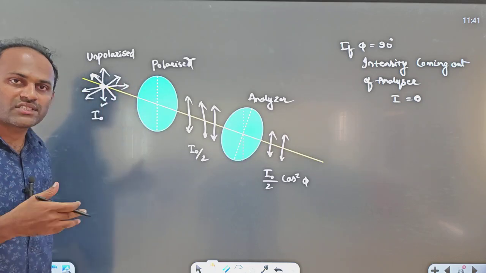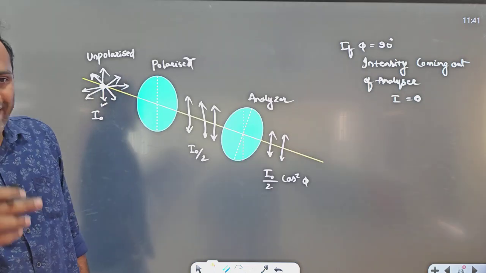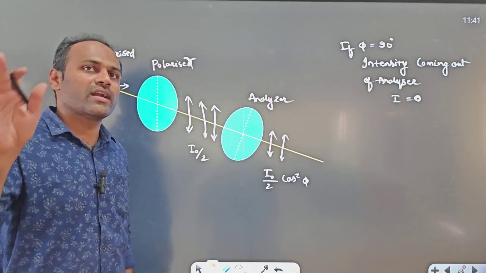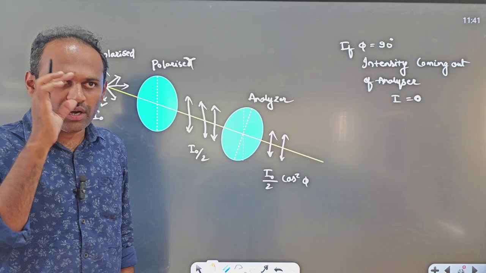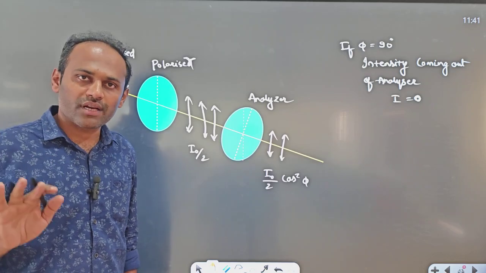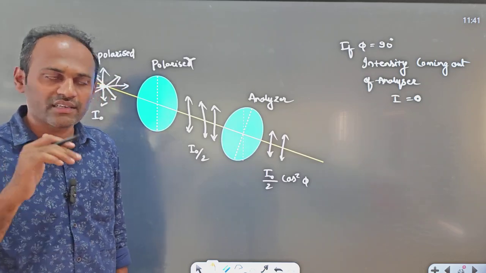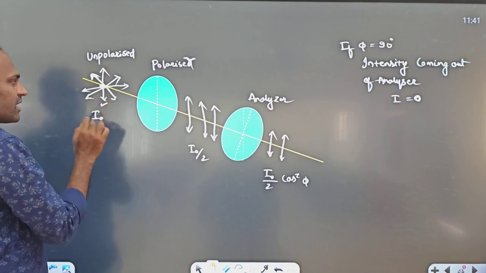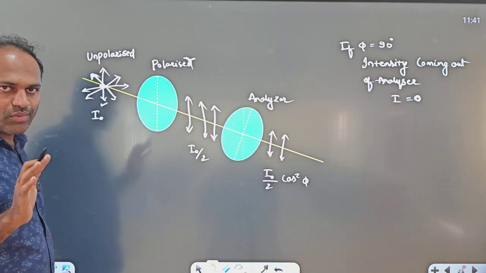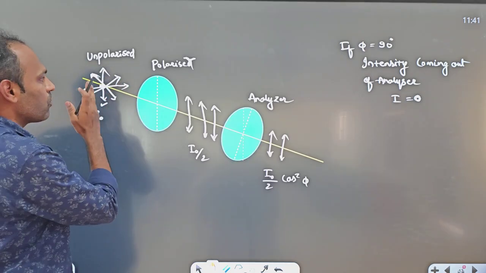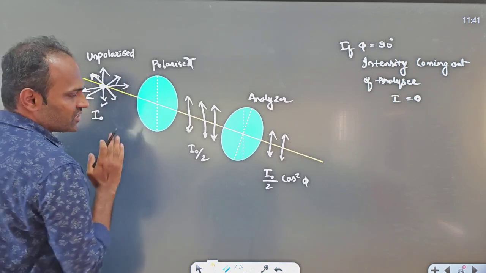The remaining vibrations are all blocked by the polarizer. For example, if you wear red color goggles, everything looks red. It will block all other colors. It allows only red color inside. Like that it is, right? So what does it do with the remaining vibrations in unpolarized light? It will block them and take only the vibrations which are parallel to the polarizer axis.